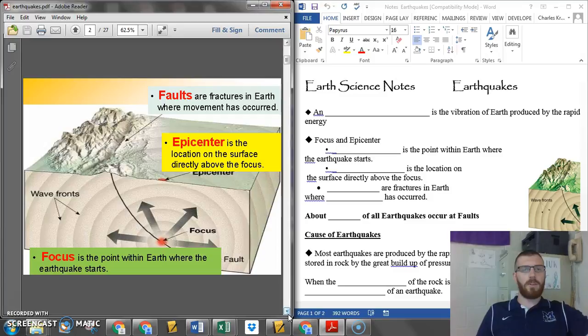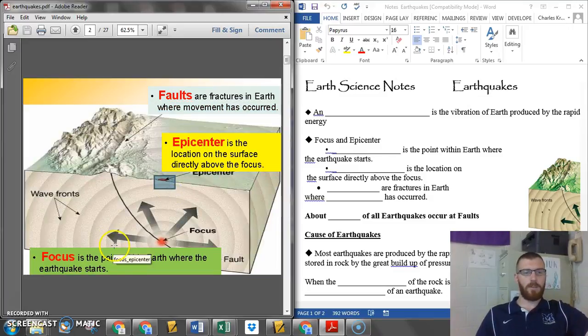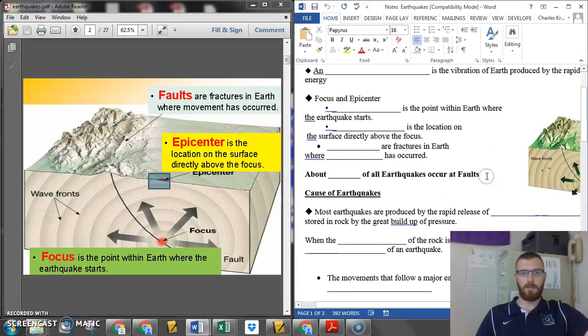Okay. Faults are fractures in earth where movement has occurred. So we call that a fault, and it will usually result in a fault line, which we'll talk about later. The epicenter is the location on the surface directly above the focus, and the focus is the point on Earth where the earthquake starts. So the focus is generally where you have the release of energy, and we call the epicenter the point on the surface that's directly above the focus. You can plug those in here. Let me move this down.